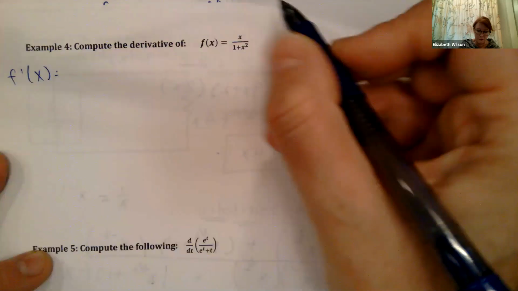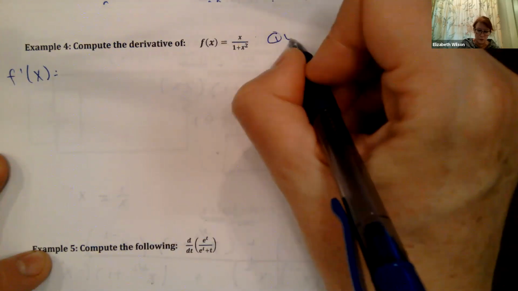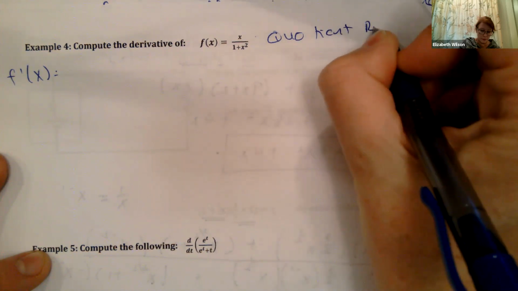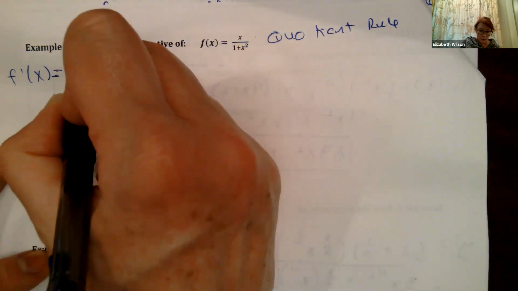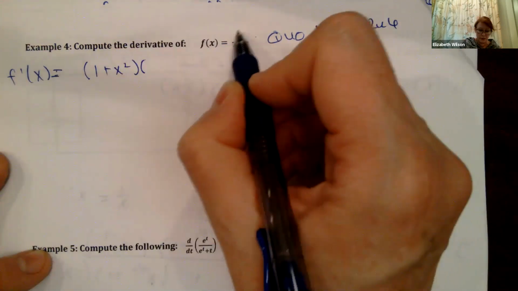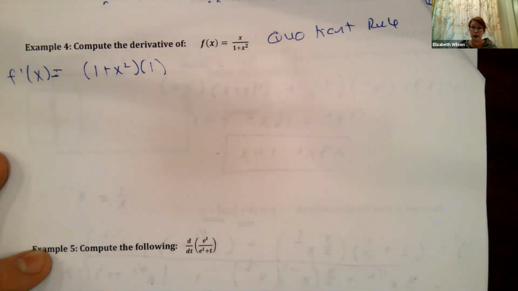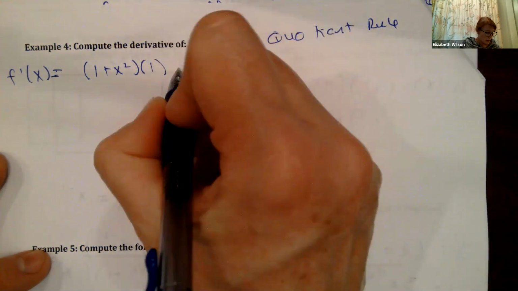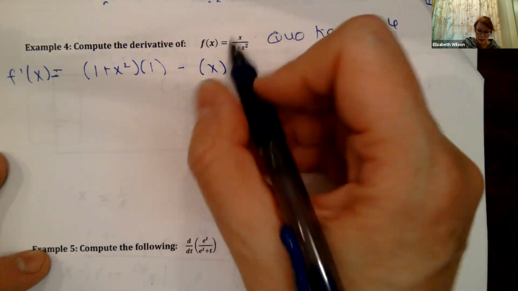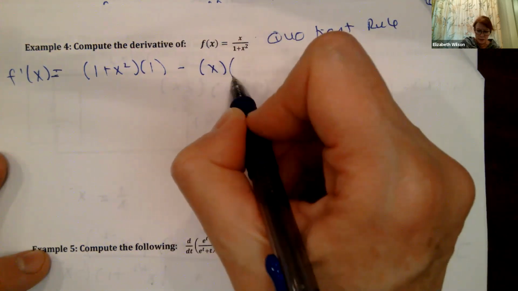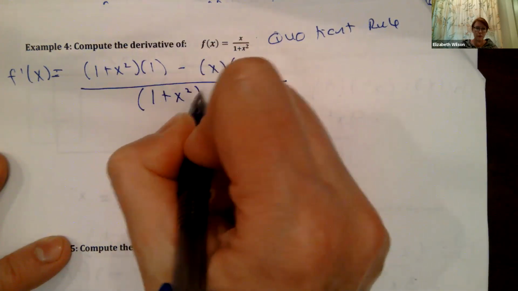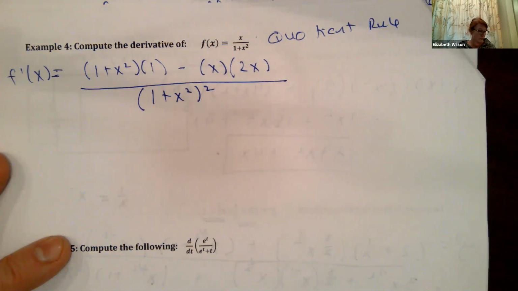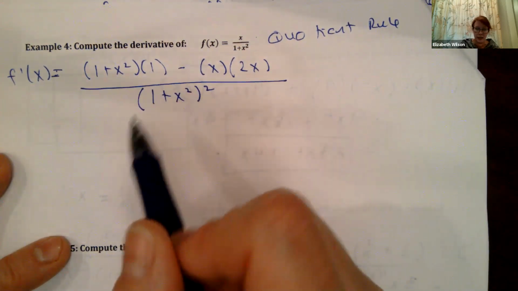Okay, so we've got this function x over 1 plus x squared, and we want to find its derivative. I've got a function over a function, which means I'm going to use the quotient rule. I've got the bottom, 1 plus x squared, times the derivative of the top, which is 1, since the derivative of x is equal to 1, minus the top times the derivative of the bottom. The derivative of 1 plus x squared is just 2x, all over 1 plus x squared, quantity squared. Be careful, it's the whole quantity that gets squared.